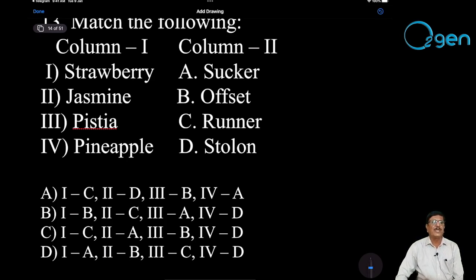Second, jasmine. Jasmine is stolon. Stolon is lateral growth, hard, stout. So, that's why jasmine is stolon. Pistia. Pistia is offset. Eichhornia, pistia, offset, limited growth. And in the pineapple, it is sucker. So, the correct option is A.